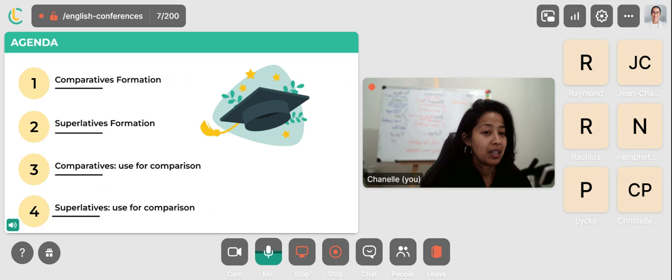Tonight's conference will have 4 parts. We are going to look at how we form comparatives. The second part, we will look at how we form superlatives in English. In our third part, we will look at comparatives: how do we use them when we are comparing different things? And in our fourth part, we will look at superlatives and how we use them for comparison.